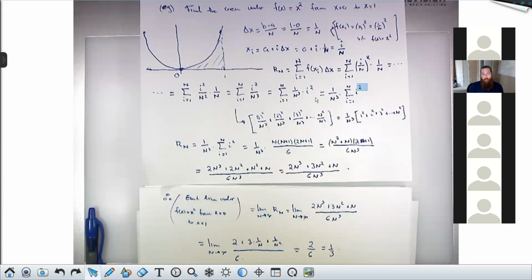So you might want to review your sigma summation notation stuff from pre-calculus, and you might want to review your limits at infinity stuff from section 2.6 earlier this summer. But that's really all you need to get through section 5.1.